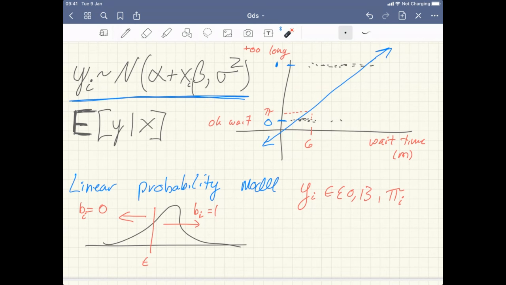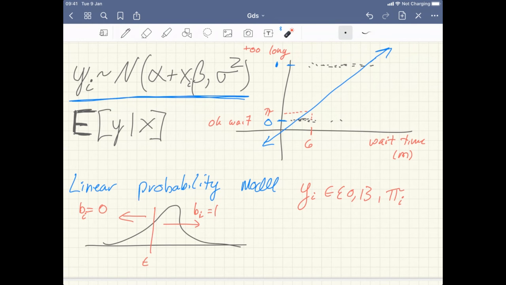And think about it. If all I observe is whether y is 0 or y is 1, there's no way for me to actually explicitly understand what pi is for any single observation. The probability is latent. It's not observed. All we observe are whether or not the wait was long. Okay?